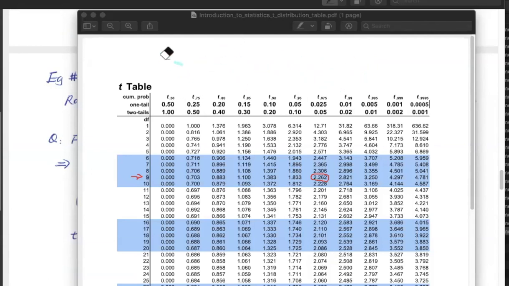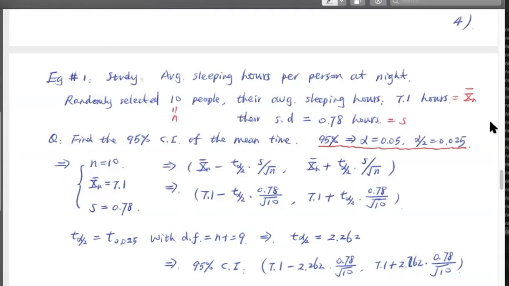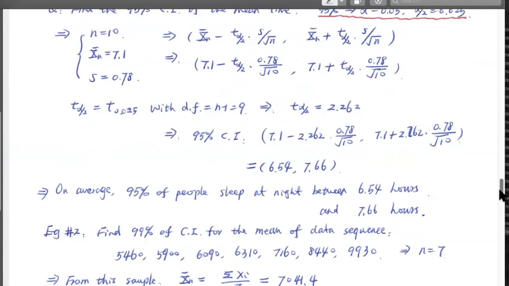So hopefully it's more clear. Now we got this value T, which is 2.262. Now we can go back and plug the value here. Everybody, you see that? 2.262. With that, punch the numbers. We got 6.54 hours to 7.66 hours.